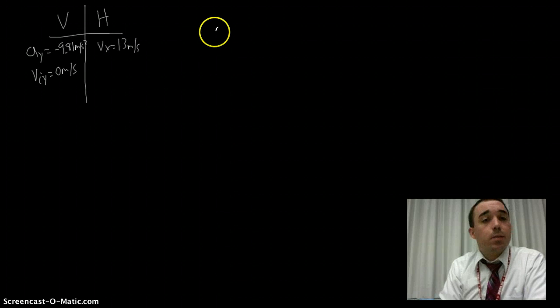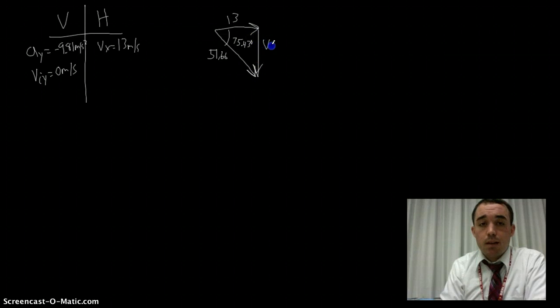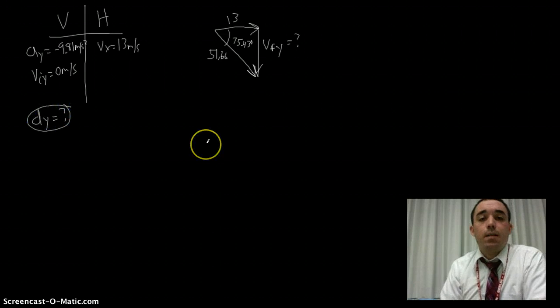So I know a couple things about my triangle. First of all, I know Vx, 13. I also know my hypotenuse is 51.66 with an angle of 75.43 degrees. So this arrow that I'm drawing right now represents my VFY. And this is something I'm going to have to find because ultimately my goal for this question is to find dy.